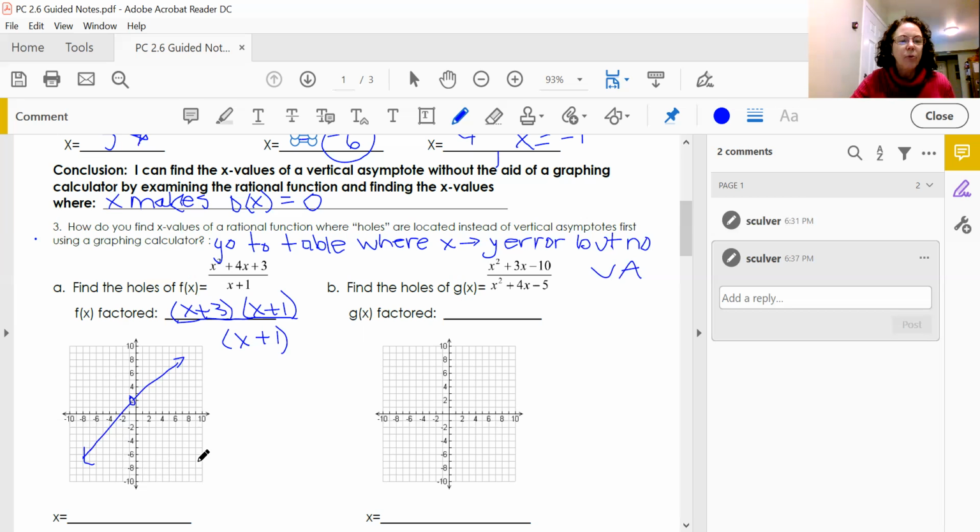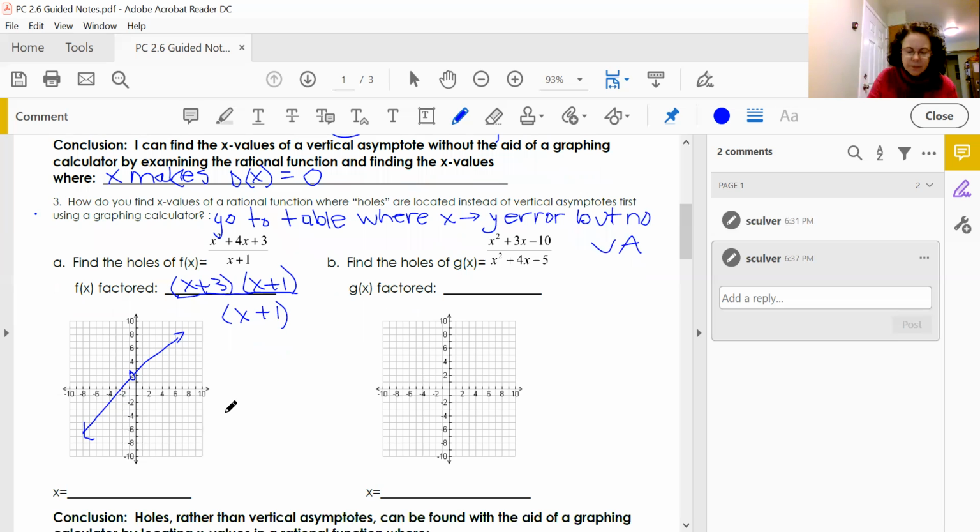And again, a great way to go is to go to your table. Now, when you graph this, notice that there's no VA. Nowhere does this graph go vertically. So when you go to your table, where x equals -1, you look at the table and it shows that the y has an error. The graph on your calculator doesn't do a good job of showing this hole, but certainly there is one there, and so we draw it there.